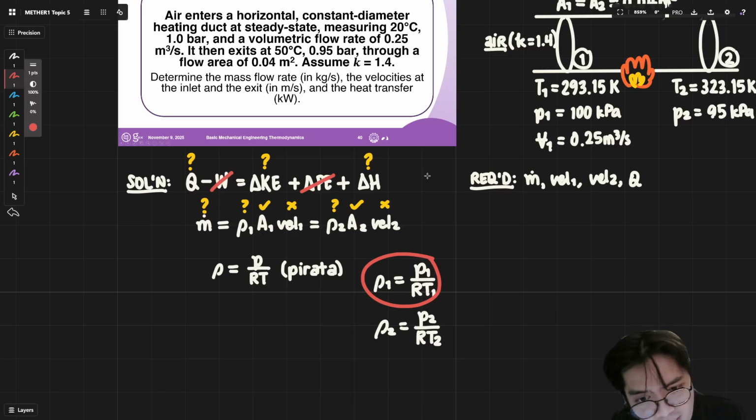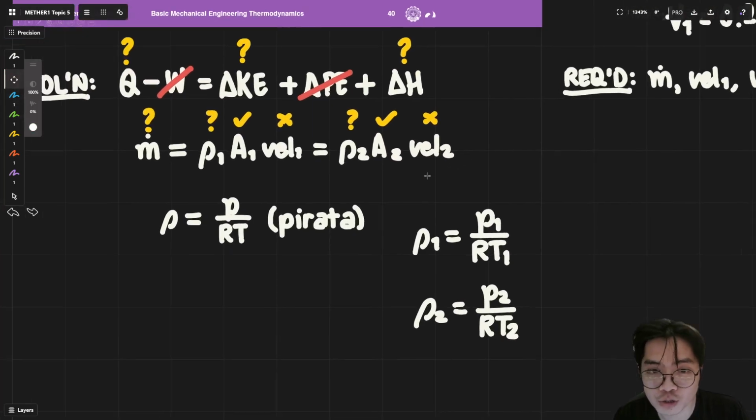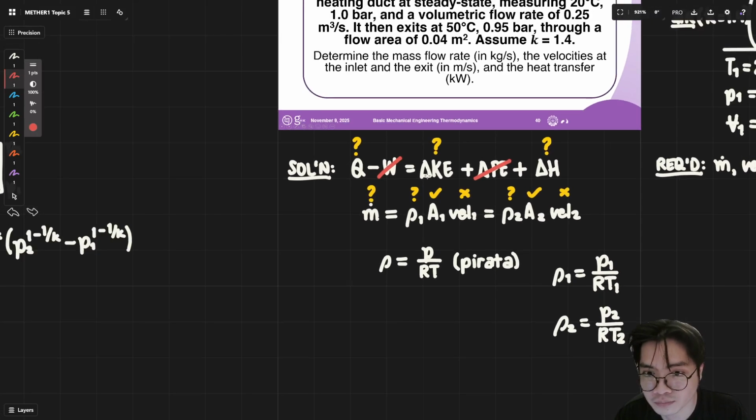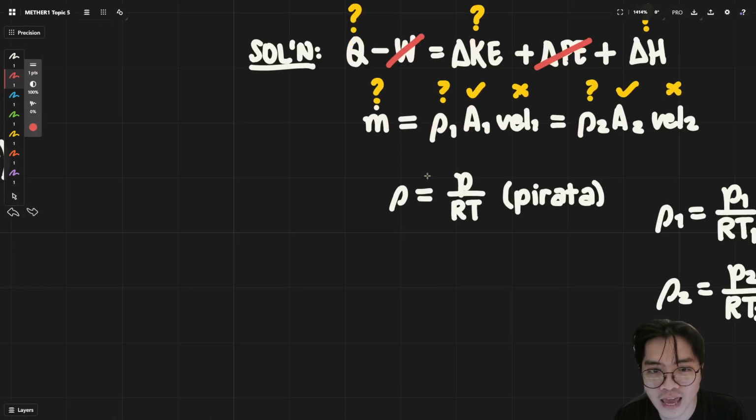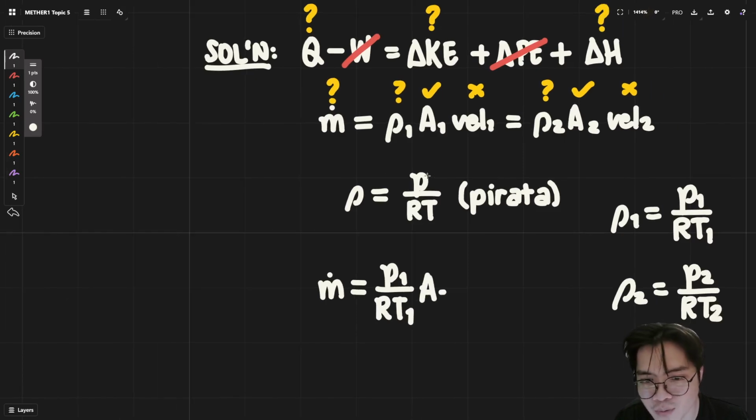What I'm suggesting in here is that if you find that this is too slow, I suggest you go directly to the source. What do you mean directly to the source? Well, just put this in place of this. Instead of writing down m dot is equal to row 1 A1 vel 1, why not write down m dot is equal to row 1 over R1 over P1 over RT1 times A1 vel 1? Why not write that down?